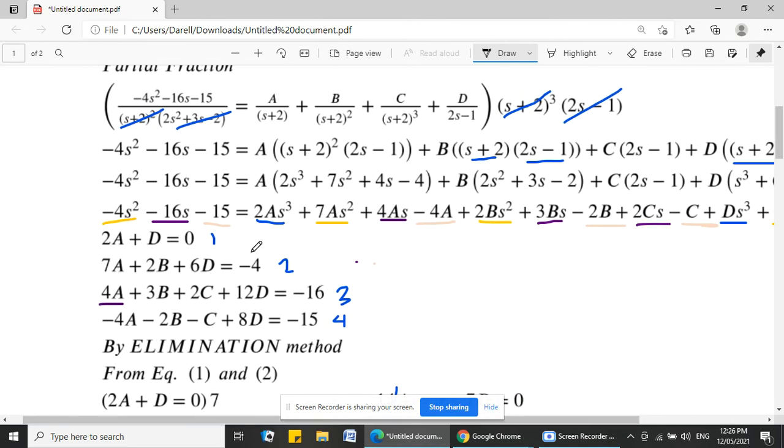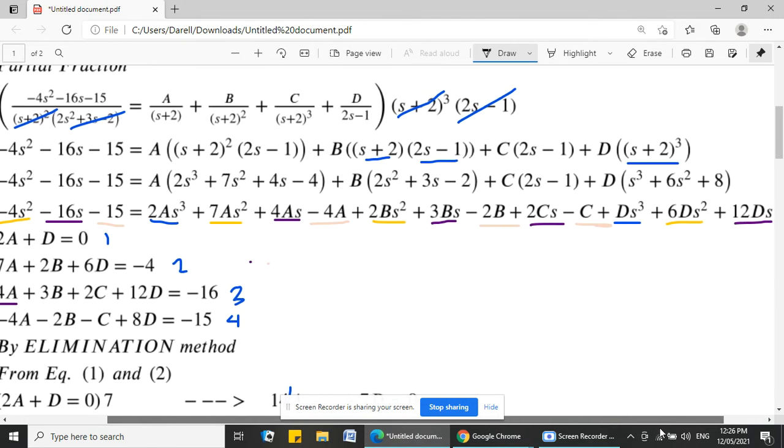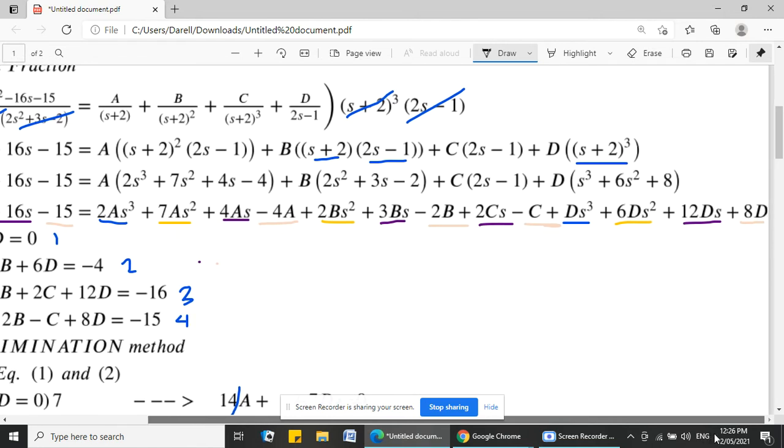So now, we distribute A, B, C, and D. We get negative 4s squared minus 16s minus 15 is equal to 2As cubed plus 7As squared plus 4As minus 4A plus 2Bs squared plus 3Bs minus 2B plus 2Cs minus C plus Ds cubed plus 6Ds squared plus 12Ds plus 8D.